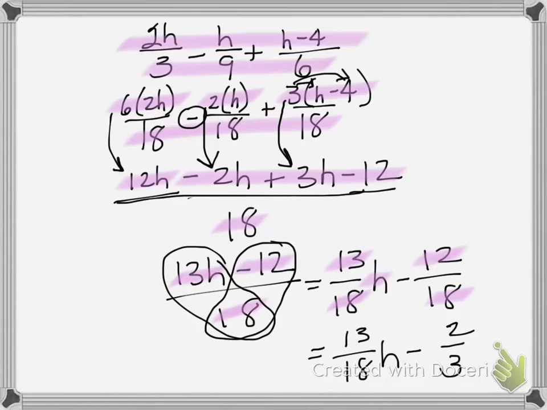And that can actually be further simplified. Not the 13/18 h, because that stays the same, can't be simplified. But the 12/18 can be simplified into 2/3, dividing everything here by 6 over 6. And that's your final answer.